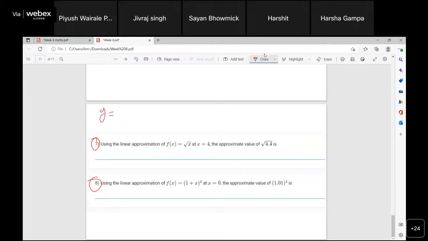Same thing, use the linear approximation. So L of x. What is the linear approximation equation here? f dash of a, times x minus a, plus f of a, at x equals 4. Now just put f dash of a. What is the derivative f dash of x? 1 by 2 root x. If I put a, that is 4, here, what will I get? 2 into 2, 4. So 1 by 4.